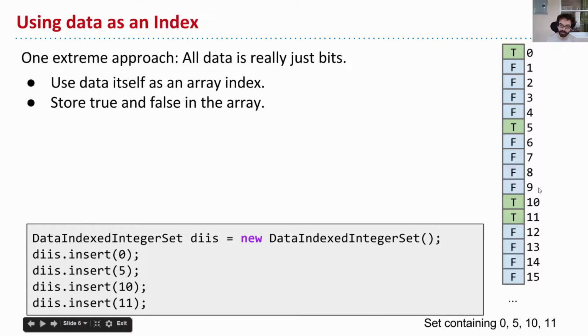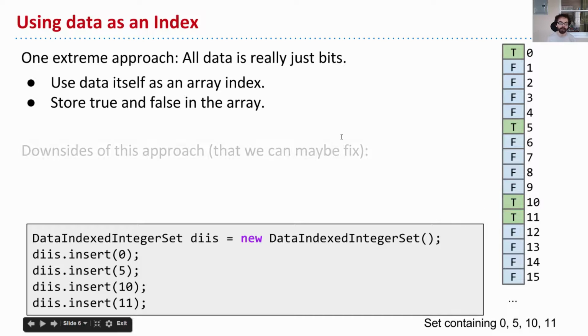So we'll start with integers because those are the simplest thing to imagine. If I want to create a data indexed integer set, initially all of these things will be false. But when I insert something, let's say I insert 0, that means I'm going to go to position 0 and set this to true. When I insert 10, then I'm going to go to this position and set it to true. And so after a sequence of 4 inserts, I'll end up with this array. All falses, possibly a huge number of falses, but a few trues.